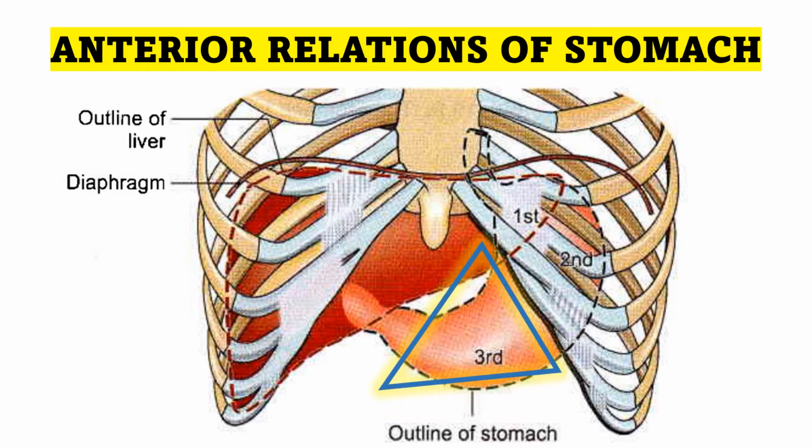The gastric triangle, as shown on the screen in blue, is a triangular area of stomach in contact with anterior abdominal wall. It's bounded on the left side by left costal margin, on the right side by the lower border of liver, and inferiorly by the transverse colon. In esophageal obstruction, gastrostomy is done in this area to feed the patient.